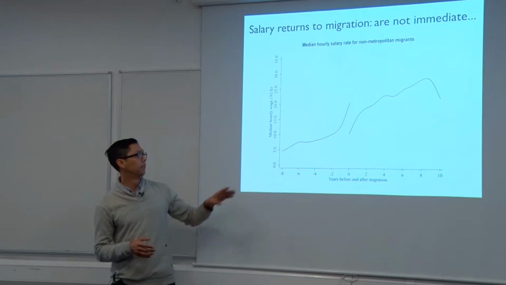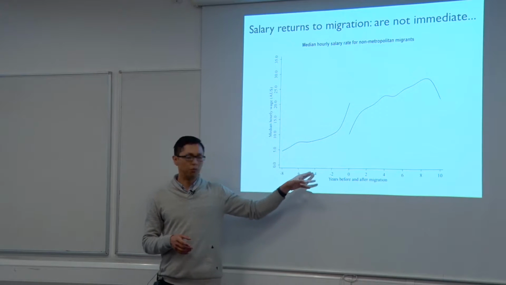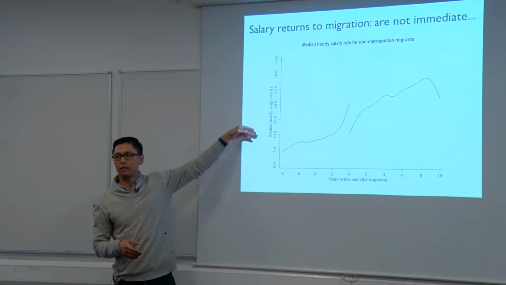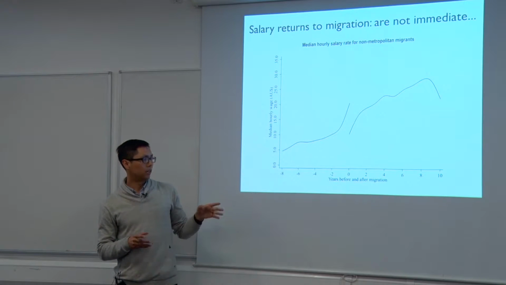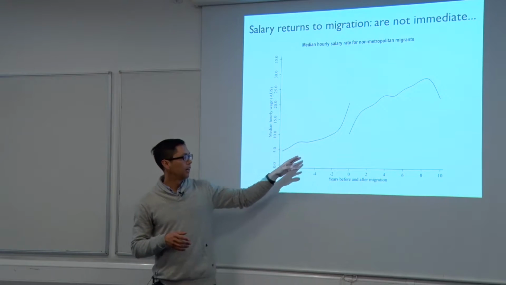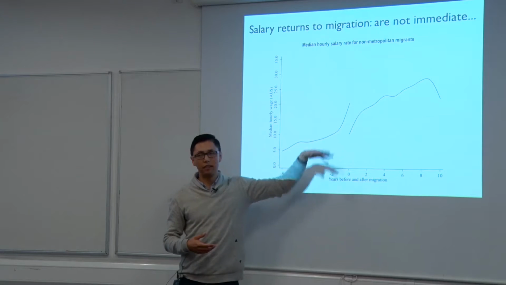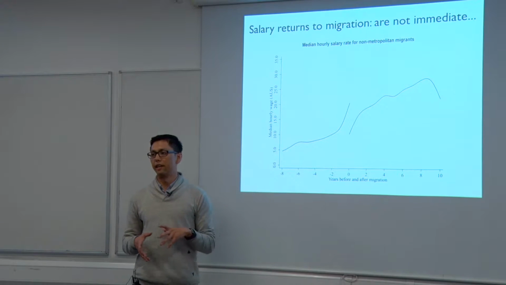So what you are seeing here is, on the x-axis, the number of years before migration and the number of years after migration. And here on the y-axis, you have the mean salary per hour. Okay, because here we were focusing on the salary returns of migration for non-metropolitan young people. What we tend to see is that after they migrate from a non-metropolitan area, they tend to experience a significant reduction of about 50% of their salary.